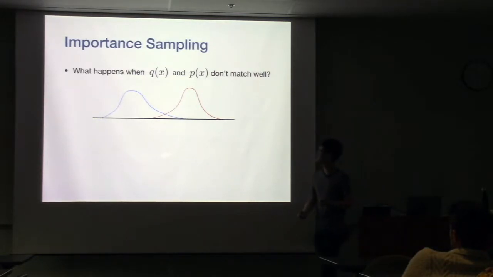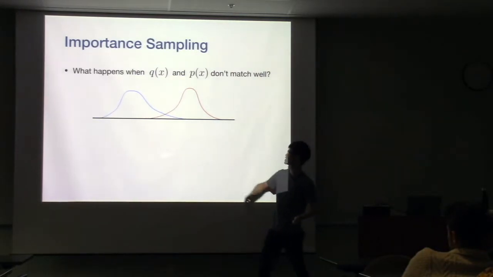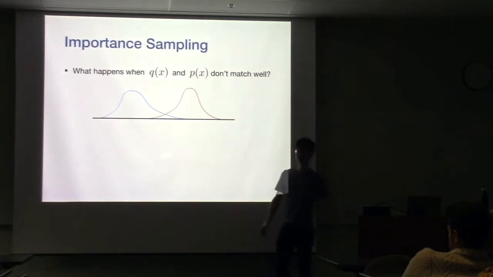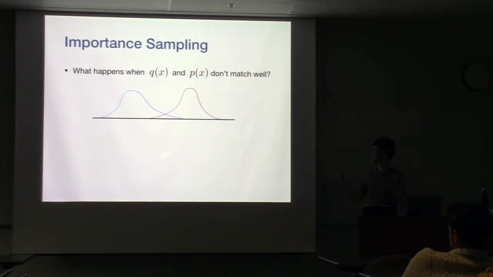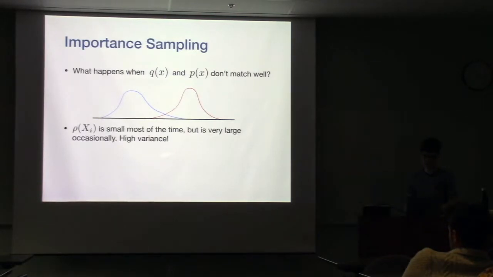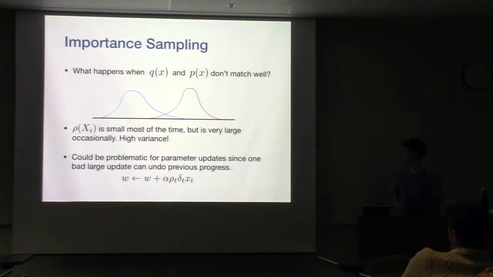But from time to time, you might have a low probability event that happens, and you'll sample something around here, according to q(x). And that sample will have a gigantic importance sampling ratio. So there's very high variance in your estimate, which is not good.